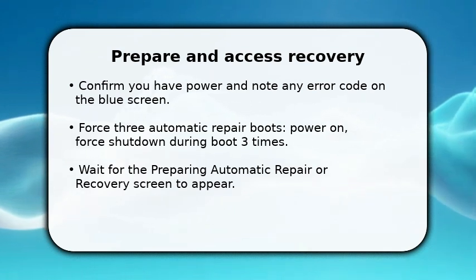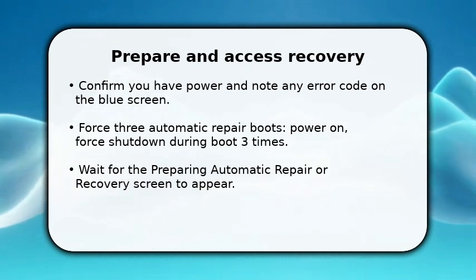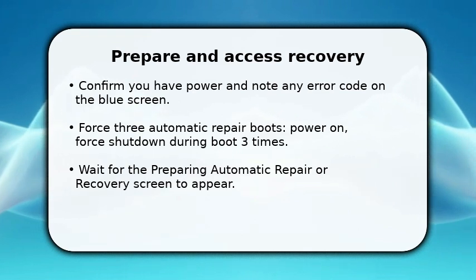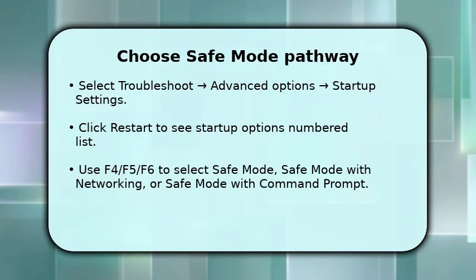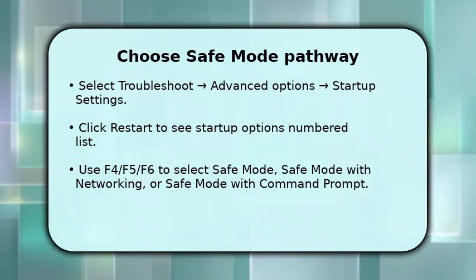Make sure to read any error code shown on the blue screen because it guides fixes. When you reach the recovery screen, choose Advanced Options to continue into the safe mode pathway. From Advanced Options, pick Startup Settings to change how Windows boots. This lets you enable safe mode.